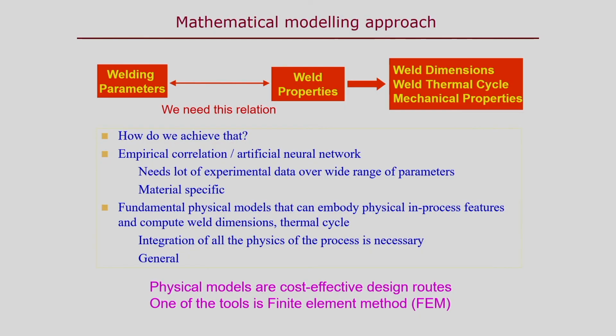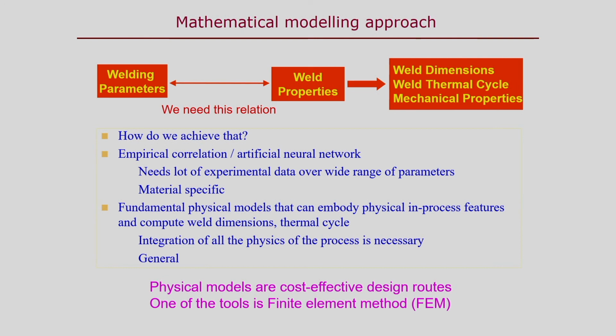This is the input parameters, and this is the weld characteristic or weld properties in a particular material. To do this relation, there are several approaches to relate the welding parameters to the weld properties. It can be done with a simple empirical correlation, or you can follow an artificial neural network model, but in these cases a lot of experimental data is needed, and the model does not understand what physical phenomena are associated with a welding process. It simply knows the available data and correlates it using different techniques.